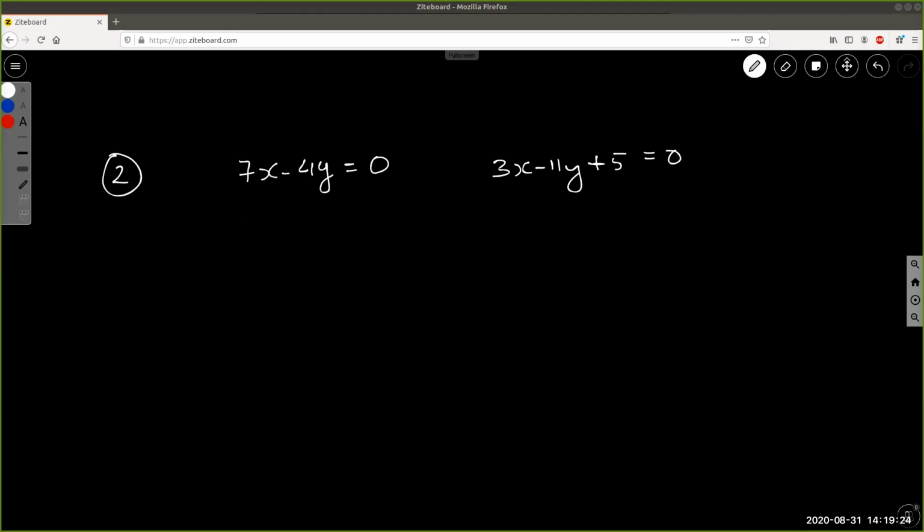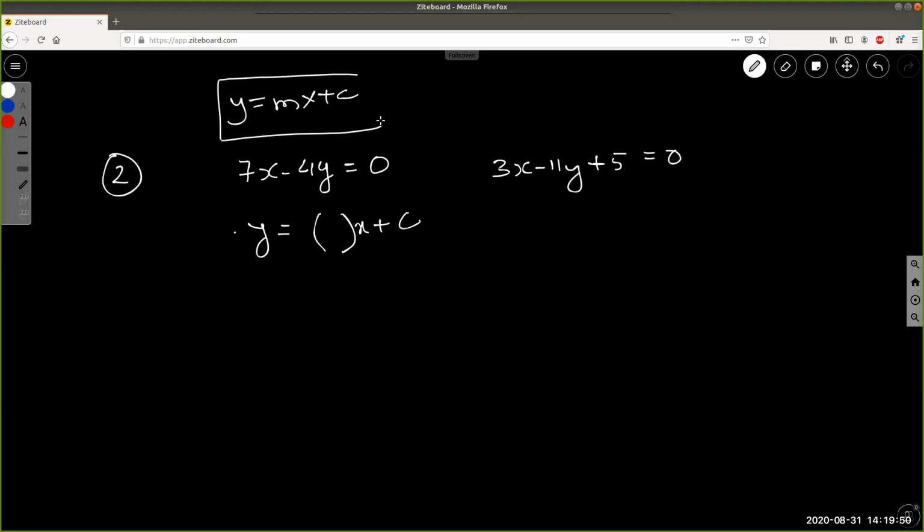Let me tell. 7x minus 4y is equal to 0. So we'll do the x-intercept thing. When we take x as 0, y will also be 0. If you want to find the slope directly, write it in the form y equal to mx plus c. The coefficient multiplied with x is the slope. I didn't understand what you said. Write it in y equal to form.